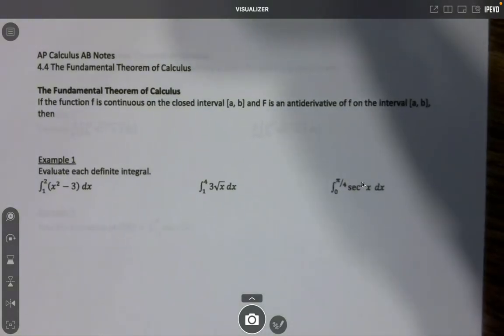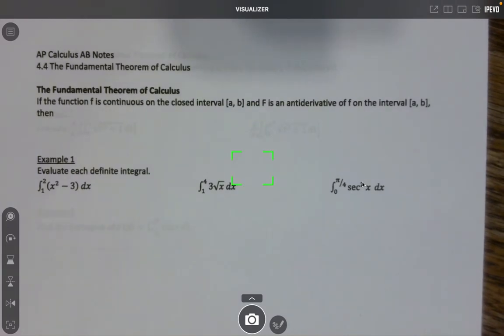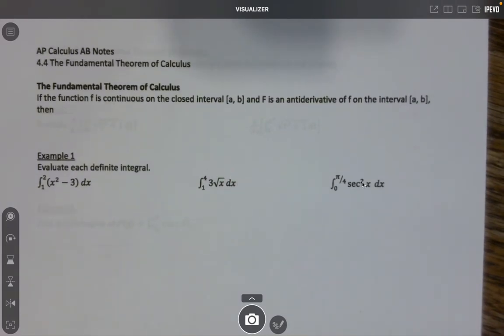Hello, class. These are our four notes, the fundamental theorem of calculus that we're looking at right now. As long as I am on track for making videos this chapter, I might as well keep up with it. So let's see what we have.